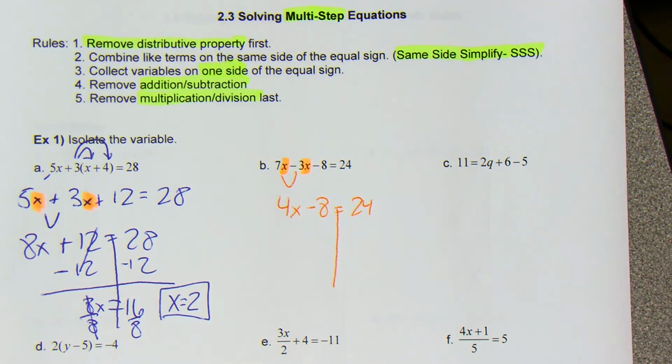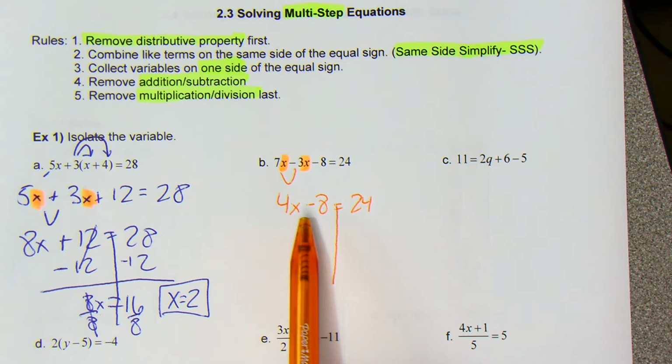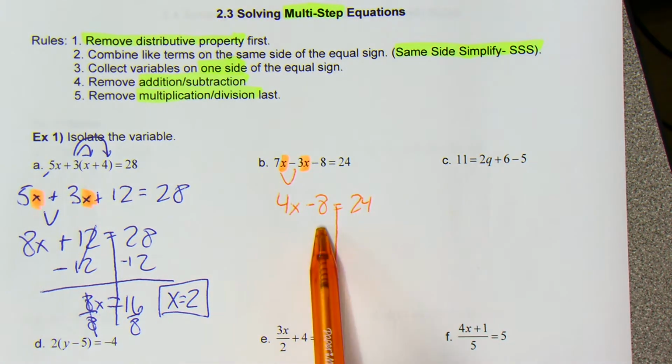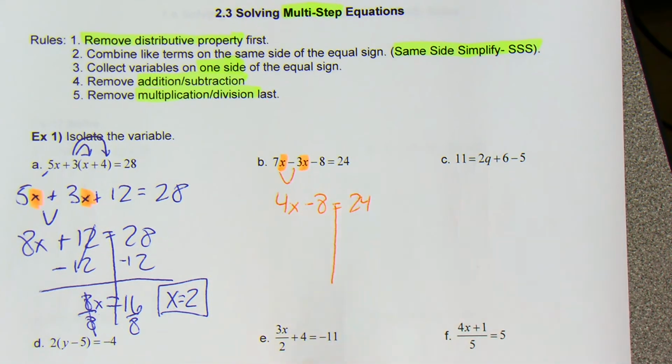Since they both have an x, I can combine them. So I just do 7 minus 3, which is 4, and then I add the x on. Okay, so I have 4x. Then I just brought down this minus 8, my equals sign, and my 24. And now I have a problem that looks similar to our two-step equations.